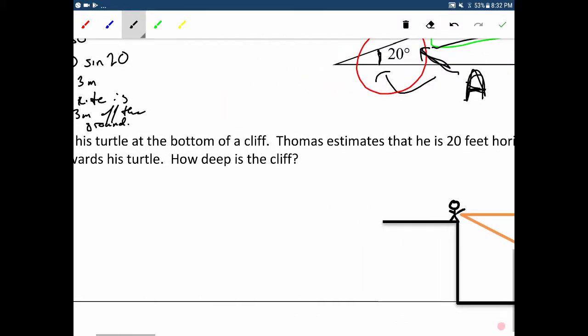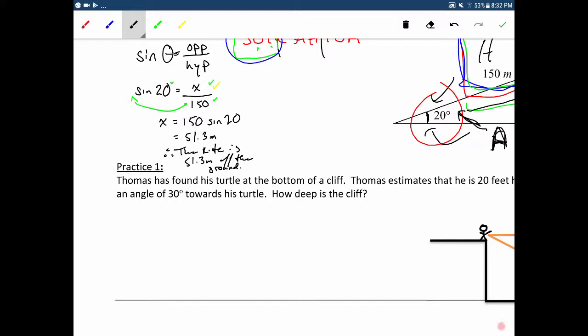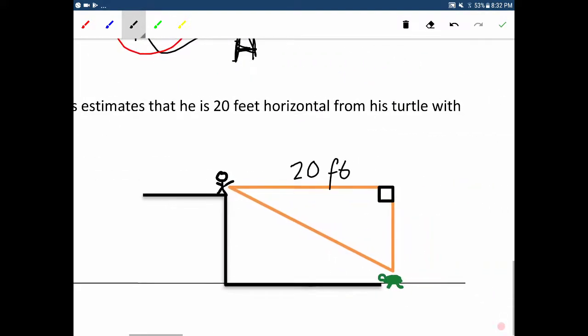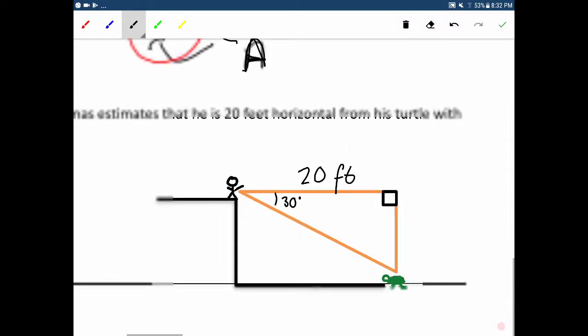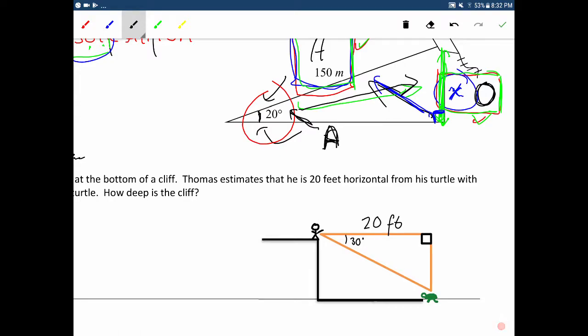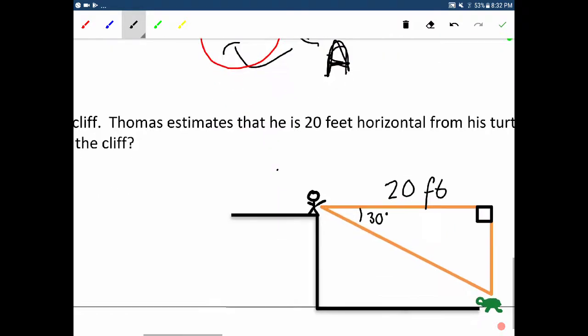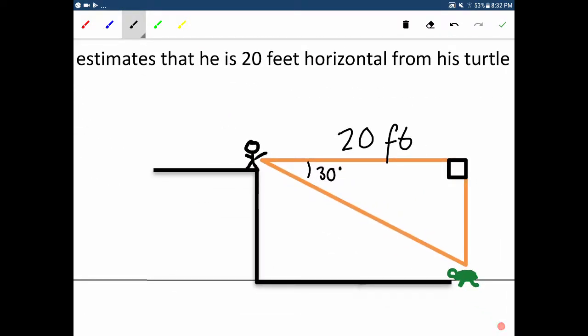And then it said an angle of 30 degrees towards his turtle. That was our angle of depression. So we had 30 degrees right there. And the question is, how deep is the cliff? So we are looking for, it's more obvious here, that distance right there, but we want it on our triangle. So we want that side right there because that's going to be the same.